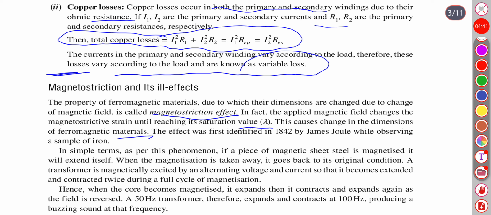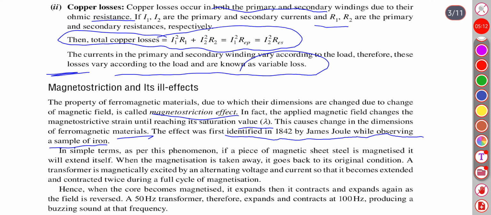The effect was first identified in 1842 by James Joule while observing a sample of iron. In simple terms, as per this phenomenon, if a piece of magnetic sheet steel is magnetized, it will extend itself. When the magnetization is taken away, it goes back to its original condition.